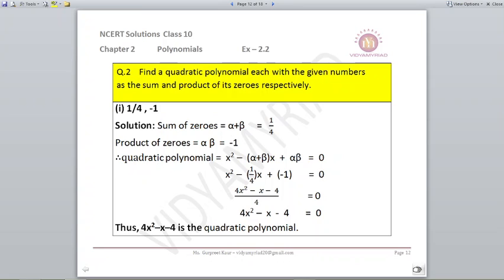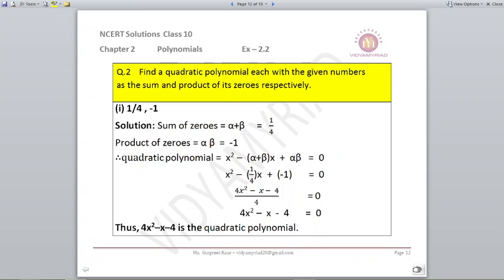Question number 2. Find a quadratic polynomial, each with the given numbers as a sum and product of its zeros respectively. Now the two numbers over here are 1 by 4 and minus 1. This 1 by 4 is sum of the zeros, which is alpha plus beta, and minus 1 is product of the zeros, which is alpha beta.